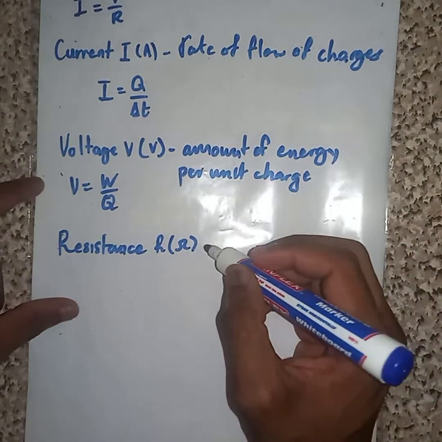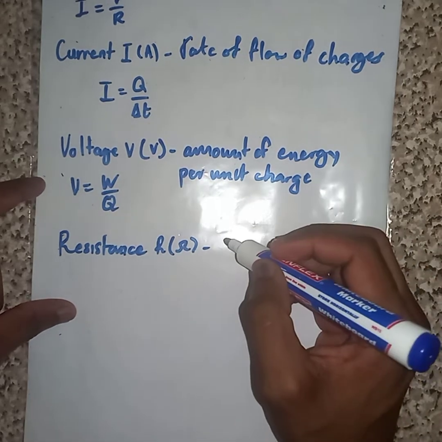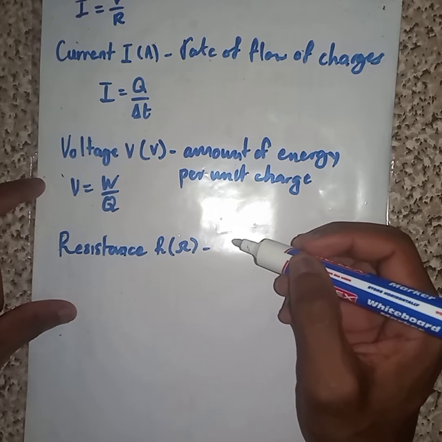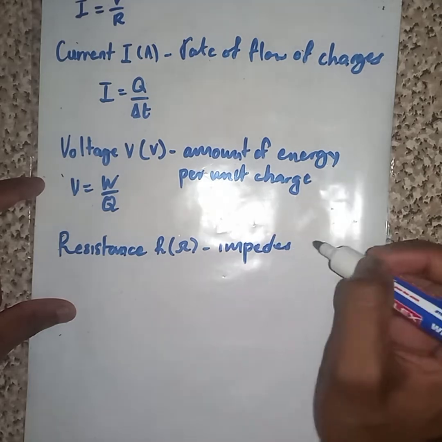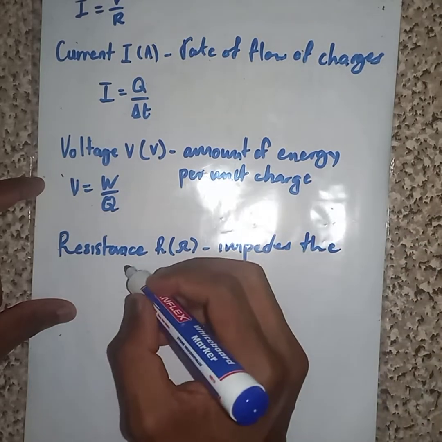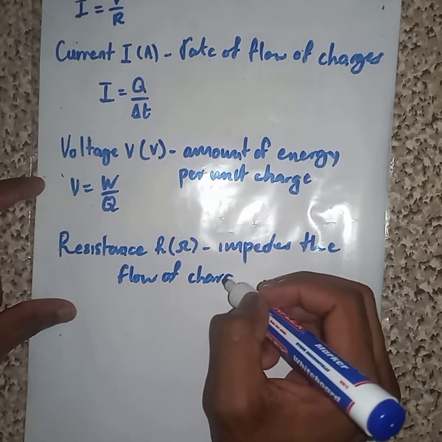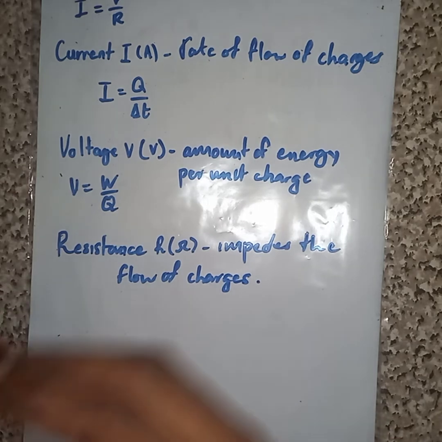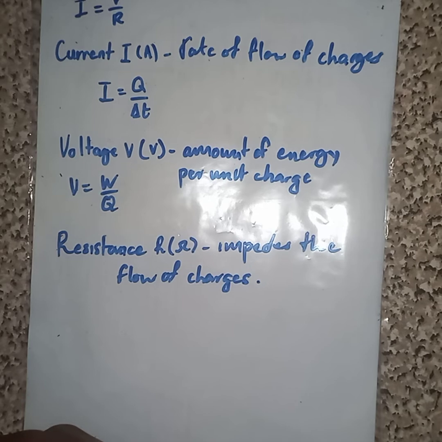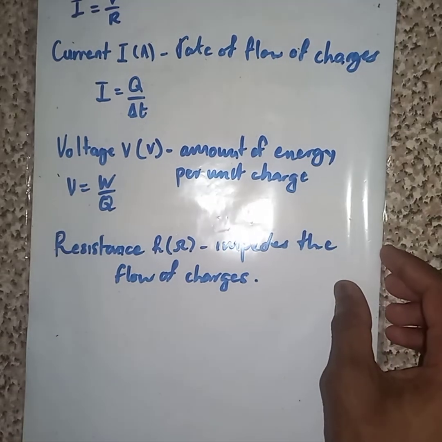Then now the definition of resistance: it impedes, it resists somehow the flow of charges. You see, this is the definition of each and every component that we have. Then now I'm going to consider two cases, parallel as well as series connection.